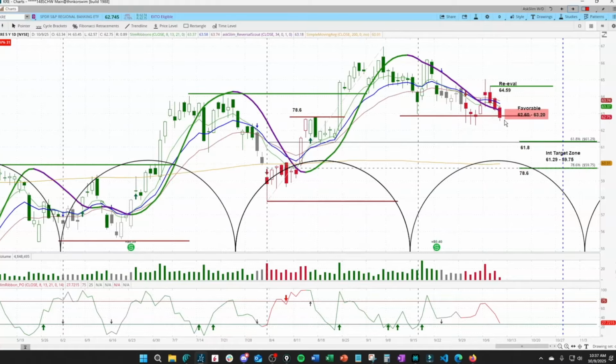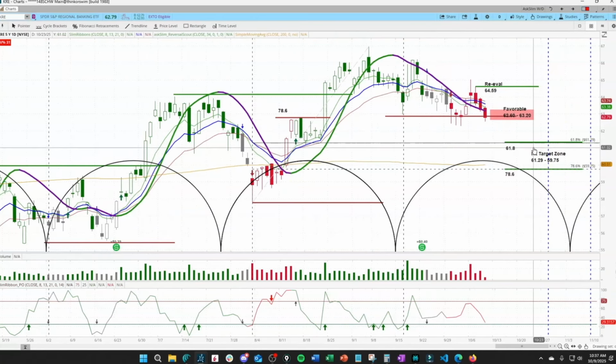And now we are actually looking for this to fail somewhere around that 62.62, 63.20 area versus 64.59. And I'm going to be looking for this to move its way lower into that 61.29 to 59.75 area. That is the 61.8 to the 78.6. And there's a trough that is due 10/28 to 11/7. Okay, so this is our overall setup here in the KRE.